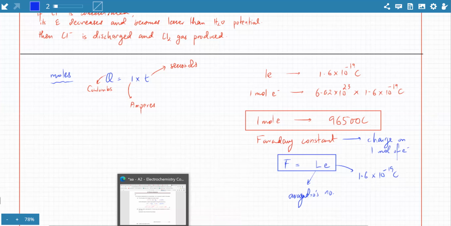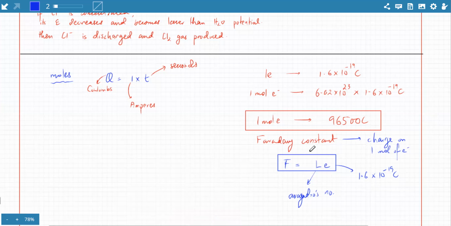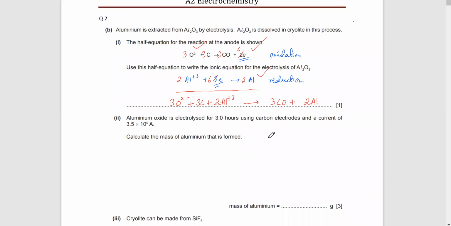Yes, sir. So just two things, Q is equal to IT and this thing. And this should be sufficient to do any moles calculations. So they're saying aluminum oxide is electrolyzed for 3 hours. The time is given and the current is given. So you can use Q is equal to IT to find out the charge that's flowing through the circuit.